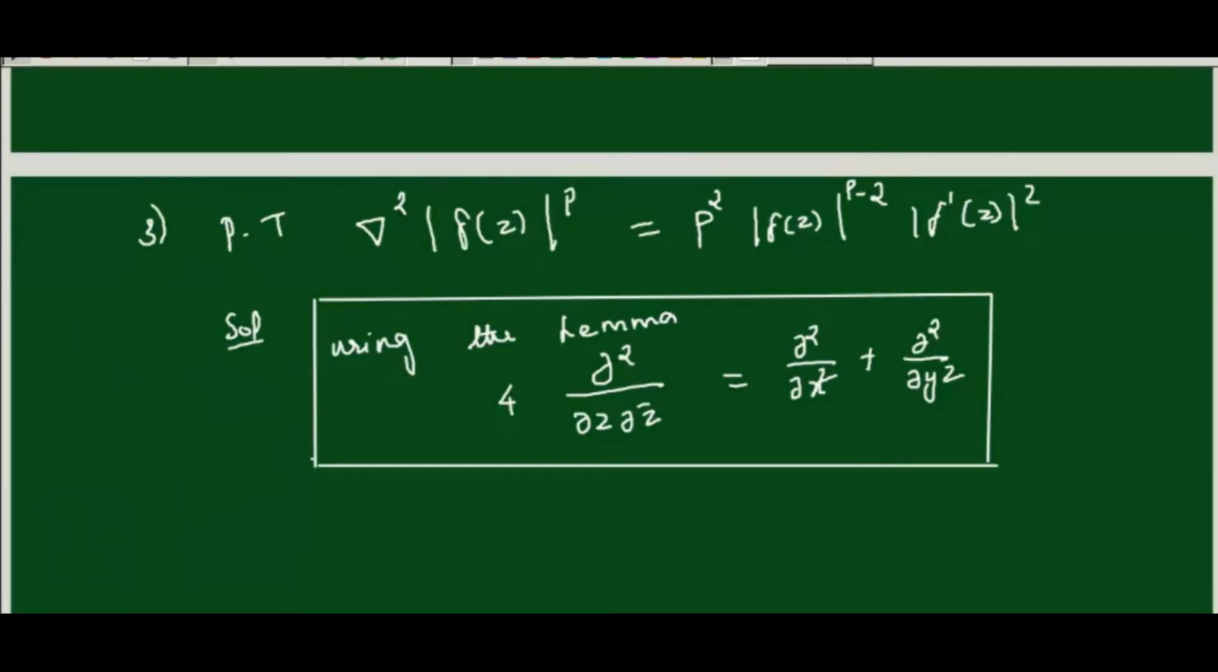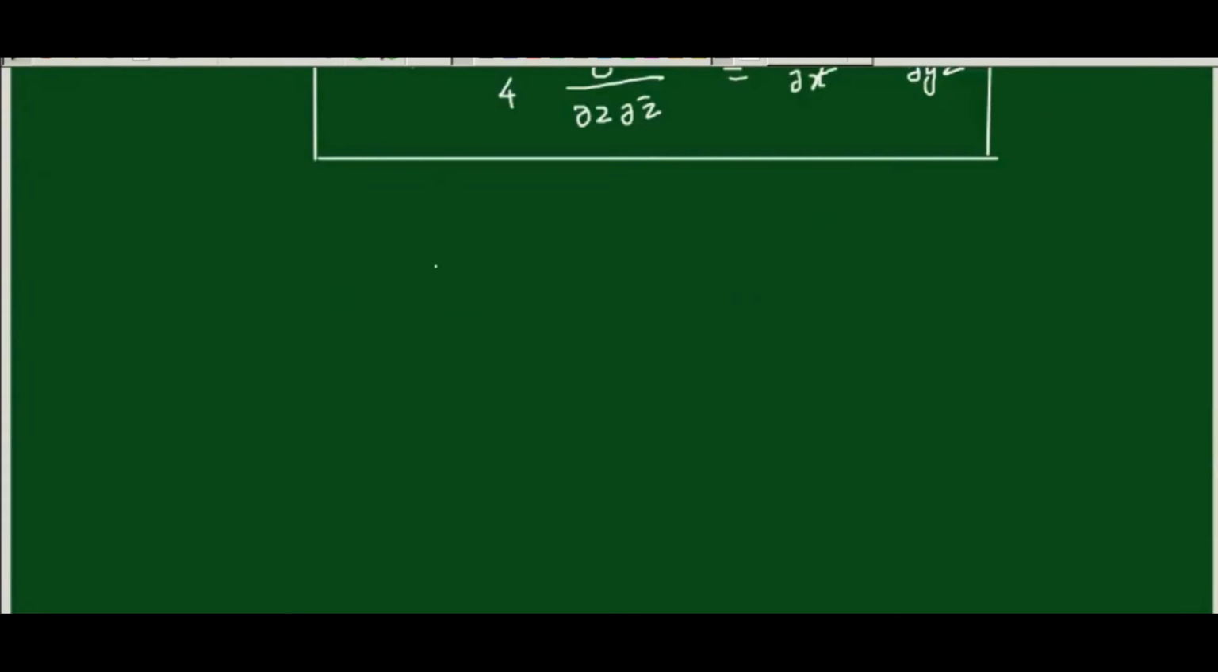Using that lemma, del square is nothing but dou square by dou x square plus dou square by dou y square. Again, in this problem also you have to consider the LHS. Now we are going to prove the RHS. Check your LHS. The given LHS is del square of f of z whole power p.